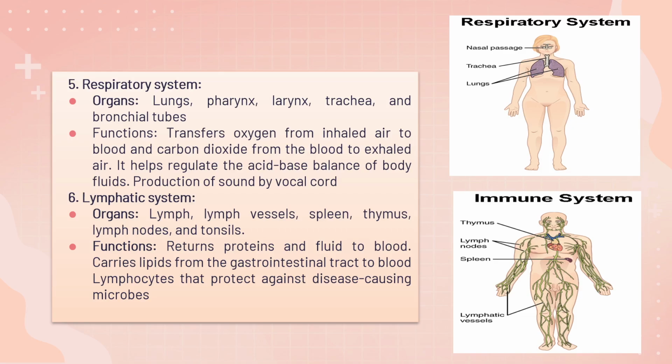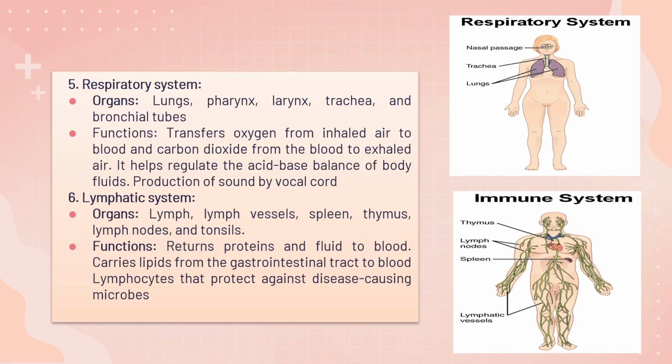Then seventh is the endocrine system. Now what are the organs of the endocrine system? The organs of the endocrine system are pineal gland, hypothalamus, pituitary gland, thymus, thyroid gland, parathyroid gland, adrenal gland, pancreas, ovaries and testes. These are the organs, but these are the glands, as they secrete hormones into the circulation. So these are the endocrine glands of the endocrine system.